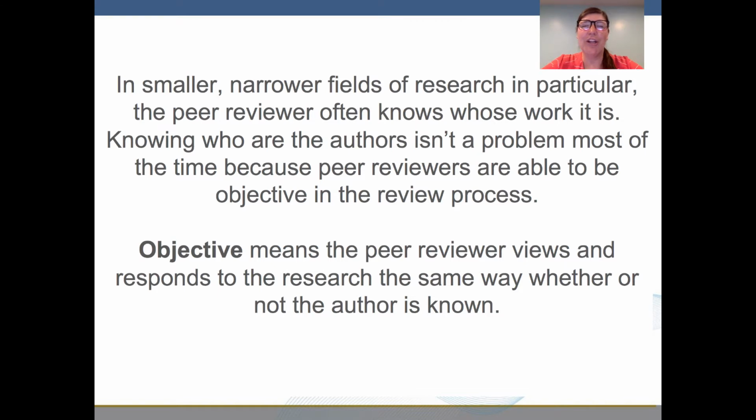In smaller, narrower fields of research in particular, the peer reviewer often knows whose work it is. Knowing who the authors are isn't a problem most of the time, because peer reviewers are able to be objective in the review process. Objective means the peer reviewers view and respond to the research the same way, whether or not the author is known.